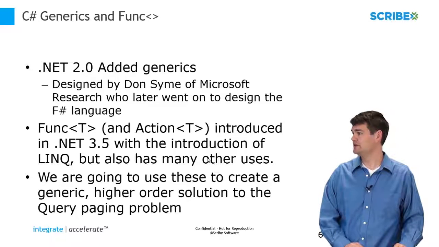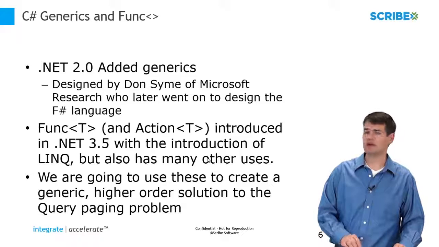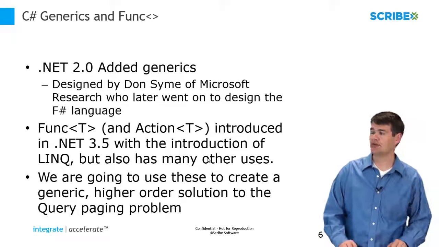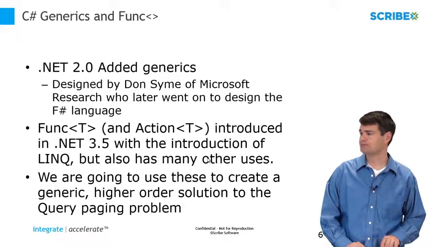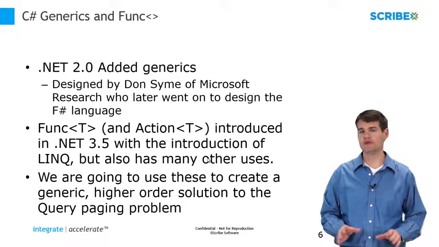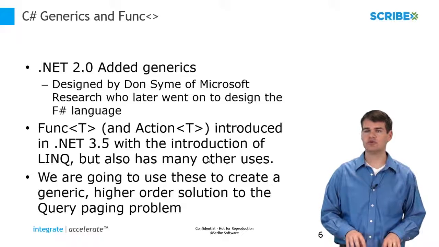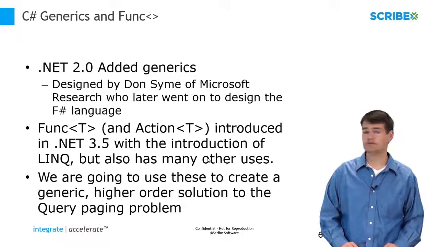Func and Action of T are similar to a function that takes a parameter. Our function returns something and an action returns a void. And those were introduced in .NET 3.5 with LINQ, but they also have a lot of other uses, and you can pass around functions, which can be interesting. We're going to use these to create a generic higher order solution to the query paging problem. And we're going to show you 2 different implementations of that. There's going to be one using an abstract method, and then also an implementation that passes around functions, just to demonstrate the flexibility that we have.